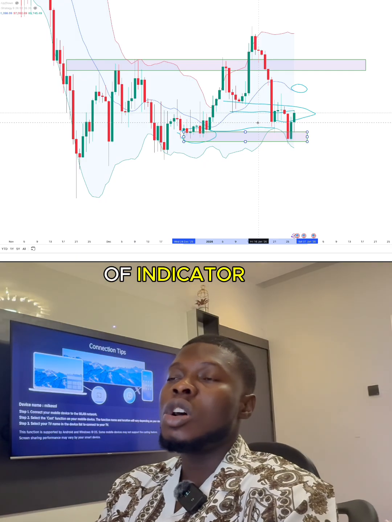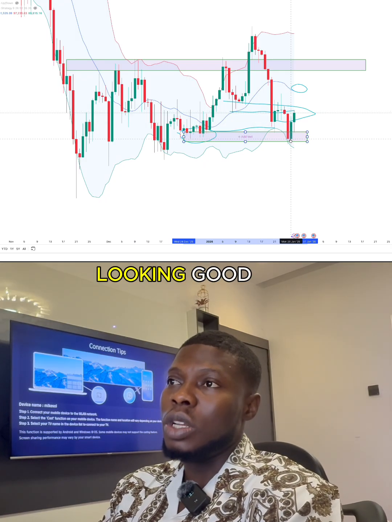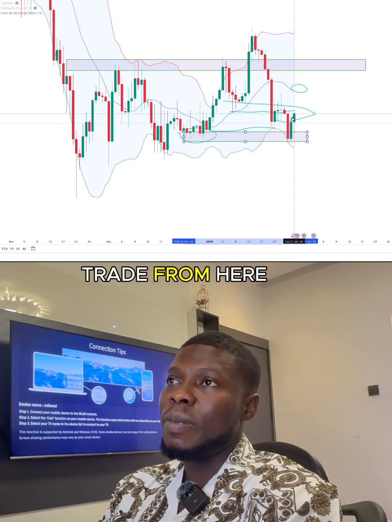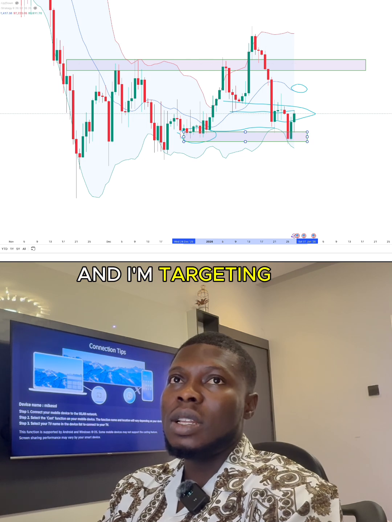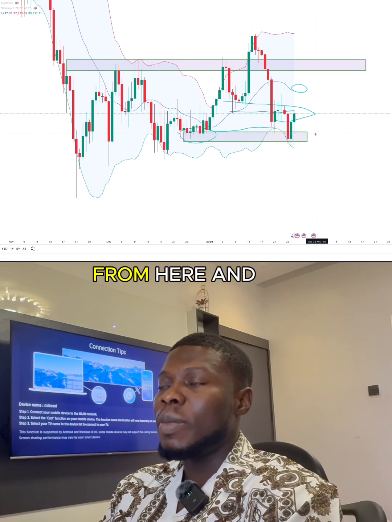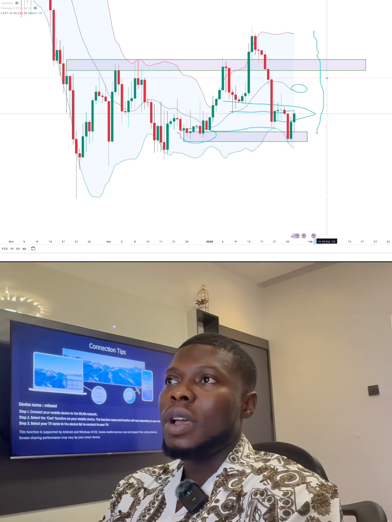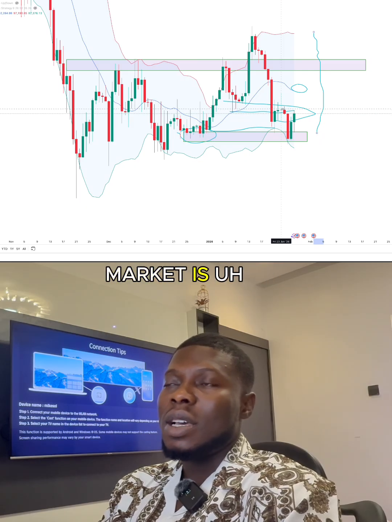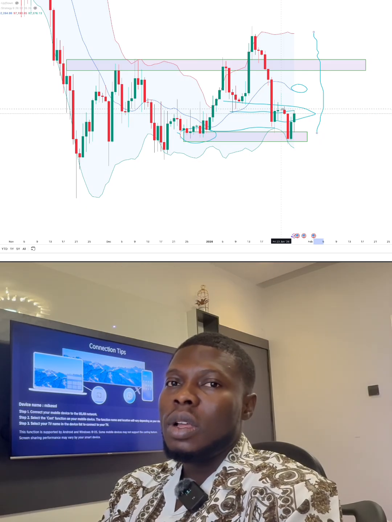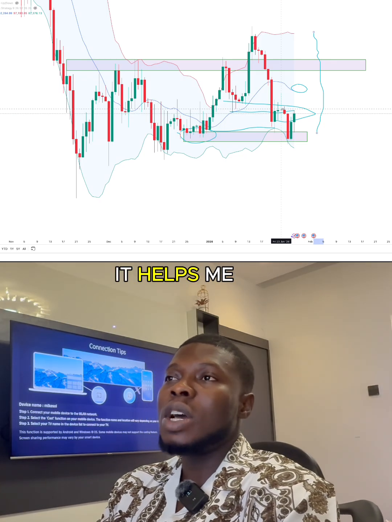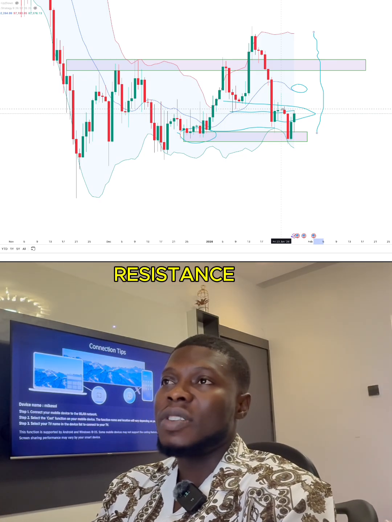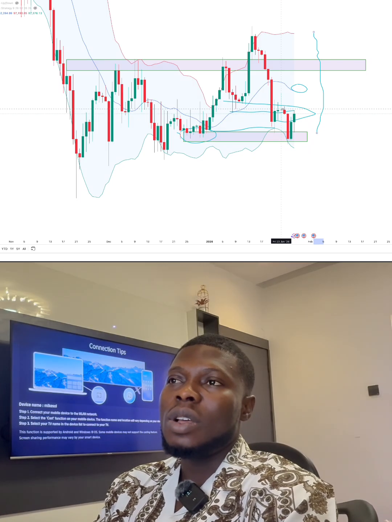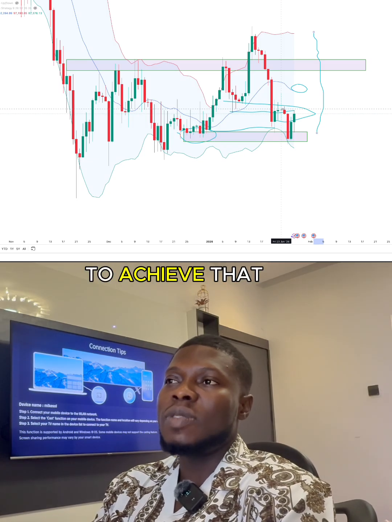With the help of the indicator, I was able to know that this zone is looking good, so I should be expecting to take this trade. With this change of character, I'm taking this trade from here and targeting my last high. With the help of the indicator, I could figure out where exactly the market is going. That is what the Bollinger Band does for me. It helps me to determine my area of support and resistance, or area of good liquidity or fair value gap that the market is actually looking at. With the help of the indicator, I will be able to achieve that.